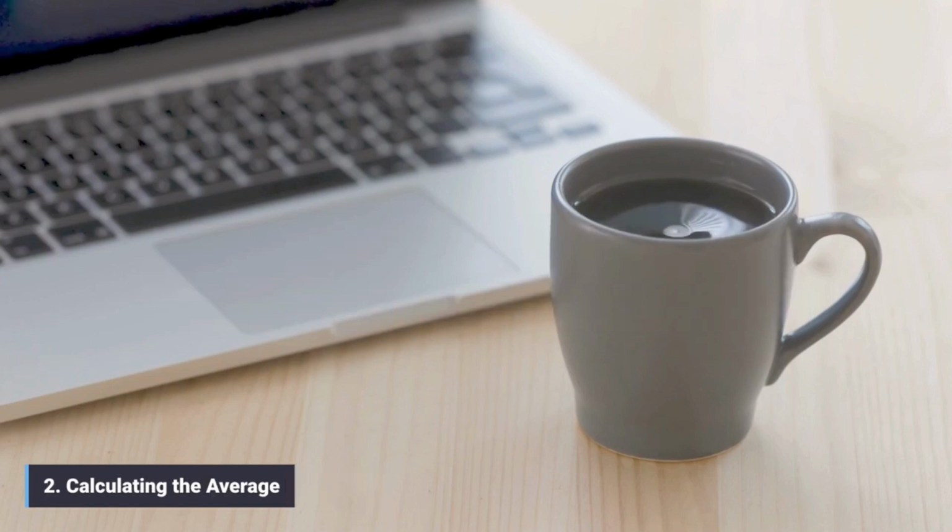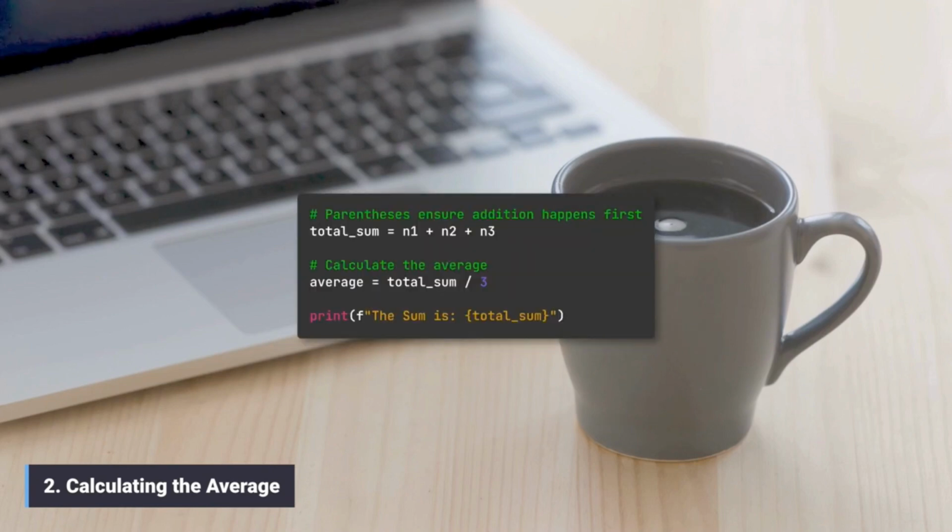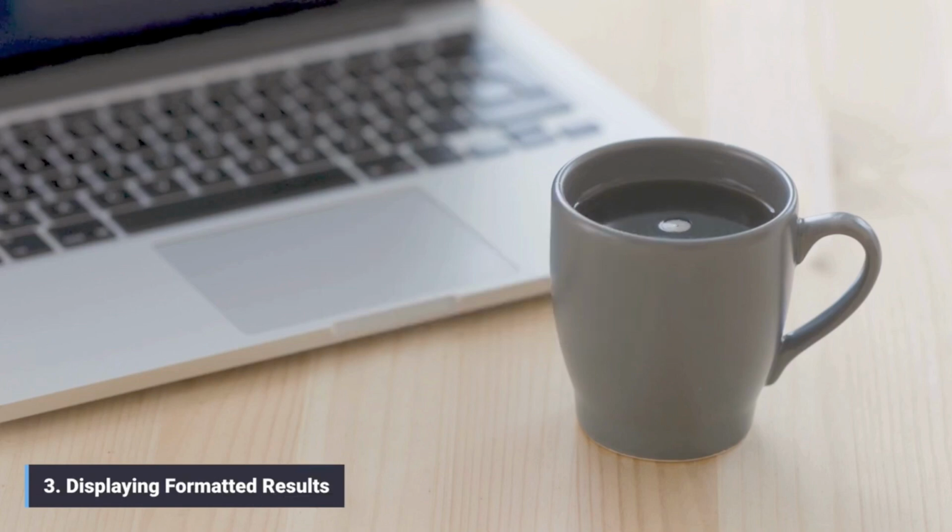2. Calculating the average. The average is the sum of the numbers divided by the count of the numbers. It is crucial to use parentheses to ensure the addition is completed before the division, respecting the operator precedence rules. 3. Displaying formatted results. Since the division may result in a long float, we will use f-string formatting to display the average rounded to 2 decimal places for better readability.